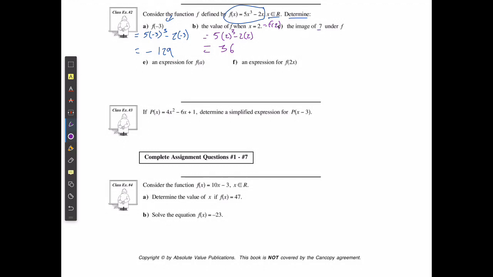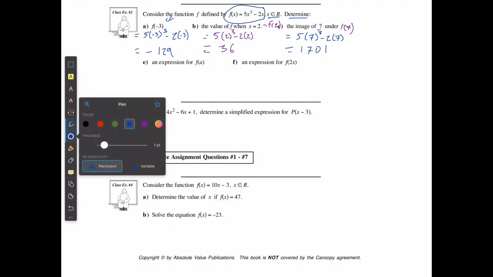The image of 7 under f, well, 7 under f just means that I would have f of 7 again, once again, just a different way of writing the same thing. And I'm going to say that this is going to equal 5 bracket 7 to the power of 3 minus 2 bracket 7, which is going to give me 1701.